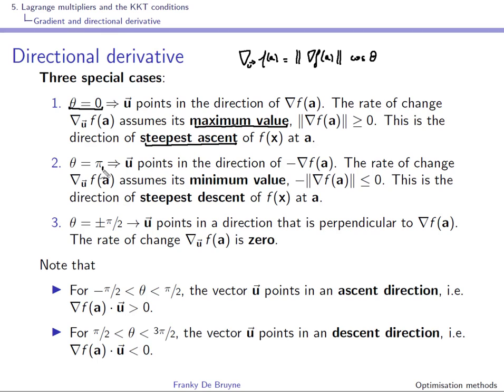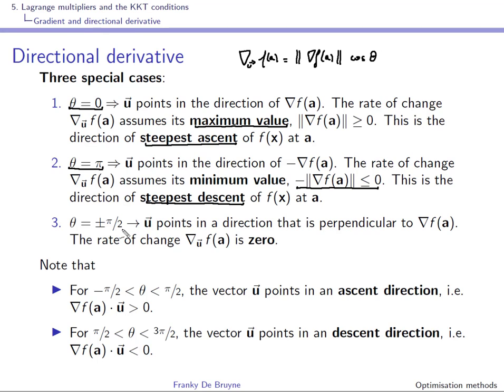If we take theta is equal to pi, then the direction u points in the opposite direction of the gradient, and the rate of change will take its minimum value. Indeed, cosine theta will be -1. So the rate of change in that direction will be negative or 0, and this is the direction of steepest descent of f of x at the point A.